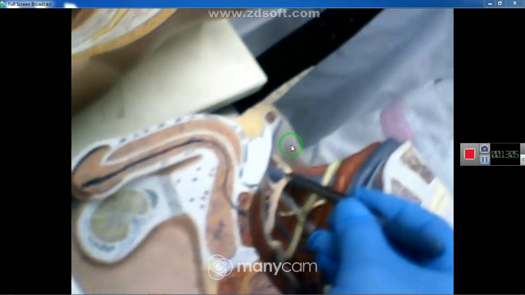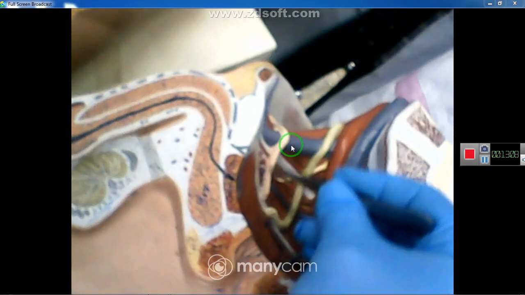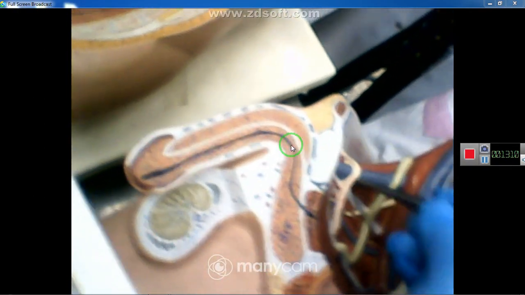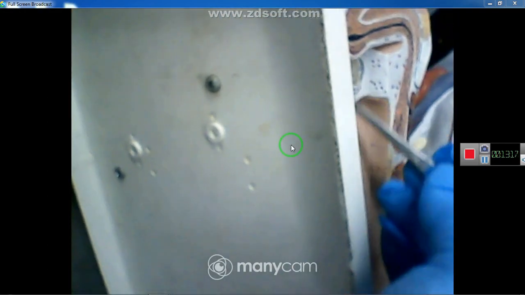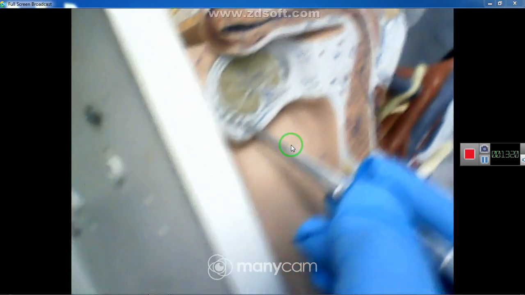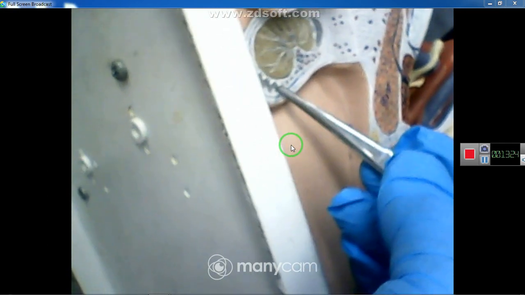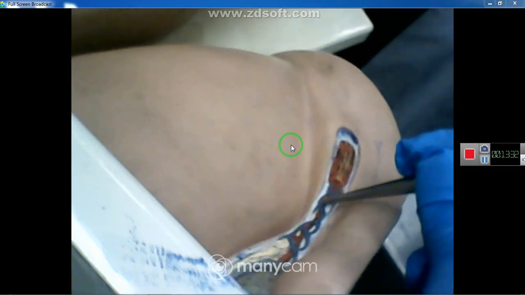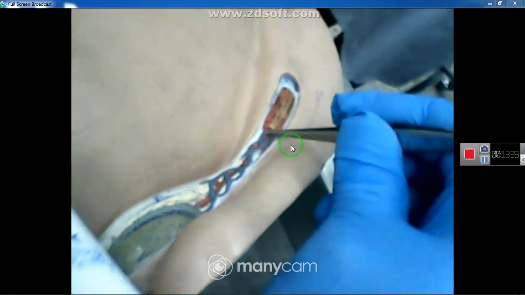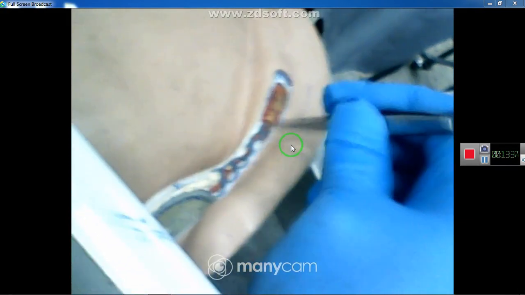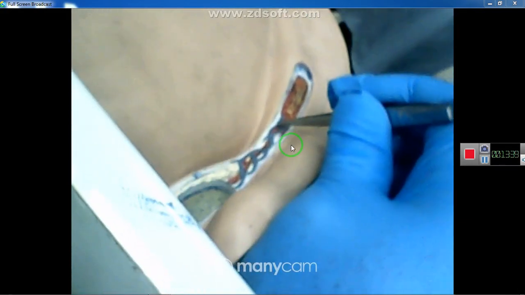What is this? This is the vas. Let us follow the vas. The vas begins at the lower end of the epididymis, right? It is the same continuation of the epididymis. And the vas will ascend on the medial side of the testis, and then the vas will pass into the cord, into the spermatic cord.